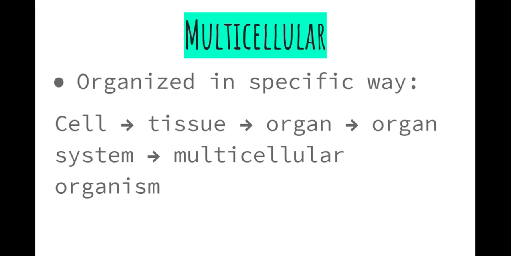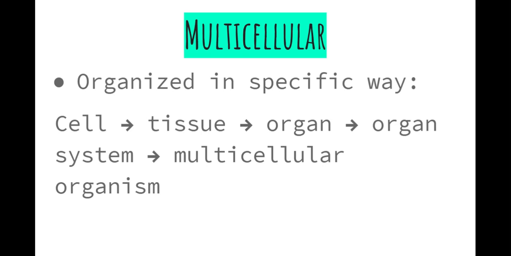Also, write this down. This is really important. Multicellular organisms are organized in a very specific way. So we start out, we're going to say you have cells. Whenever you put a bunch of cells together, you form a tissue. When you put a bunch of tissues together, you form an organ. When you put organs together, you make an organ system. And when you put organ systems together, you get a multicellular organism.